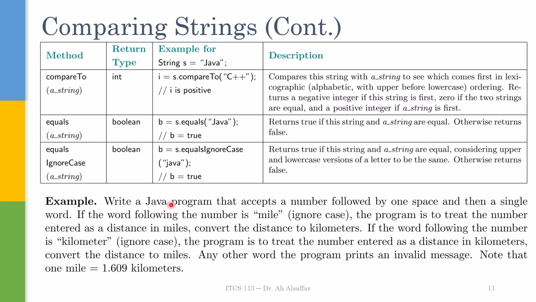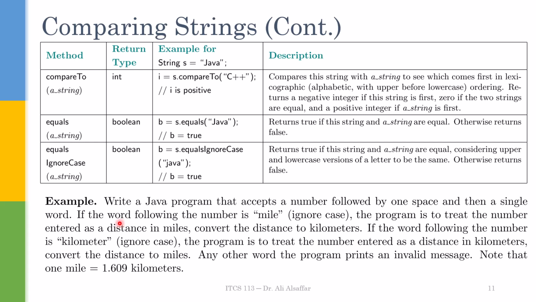It says here, write a Java program that accepts a number followed by one space and then a single word. So this is the input: a number, and when it says a number, then it is possibly a double, followed by a word, a single word. Here it says a single word, so we need to use next for reading the single word.